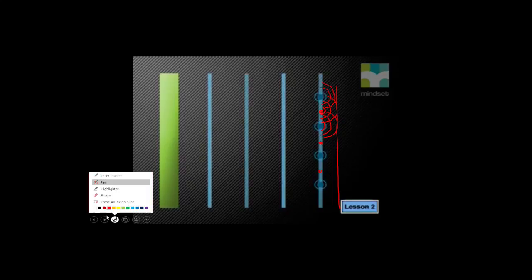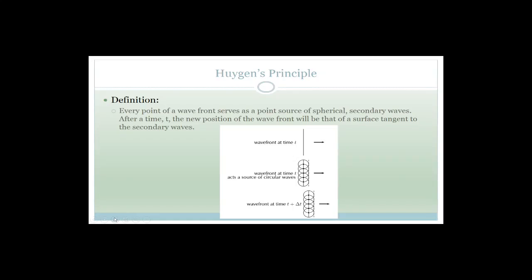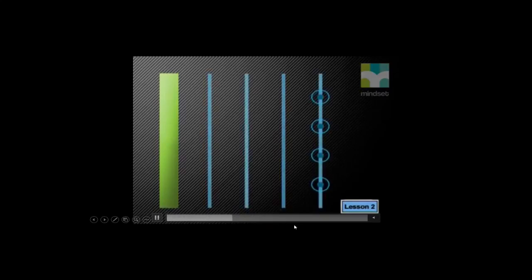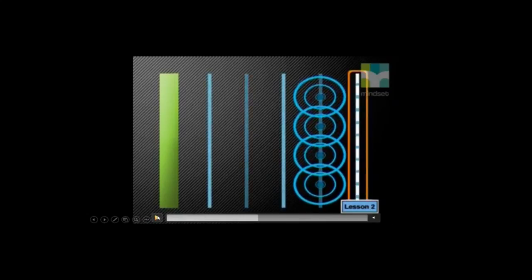So now if I erase all my ink again and let's draw it and then we watch it. You can see that the wavefronts are now being generated, and they get bigger and bigger, and here's a second one forming because of the point source. But at this point here, they're going to overlap so much that they form a new barrier line.